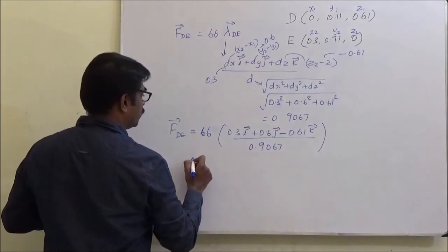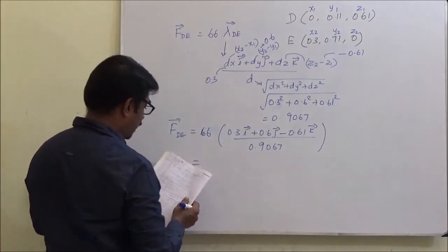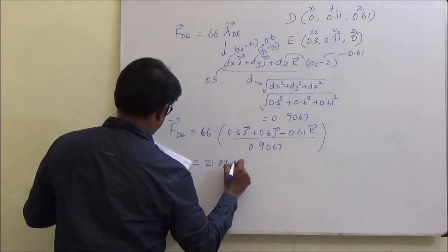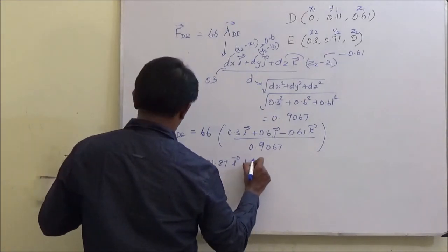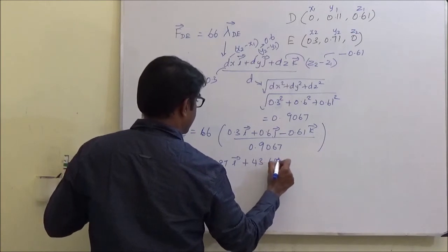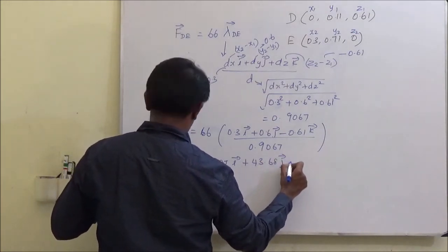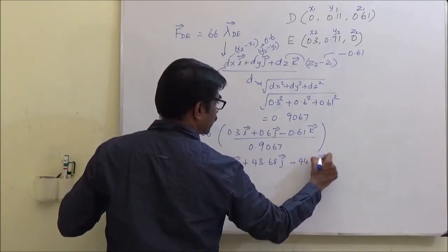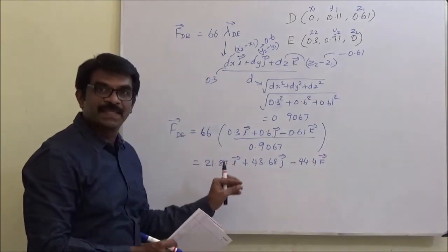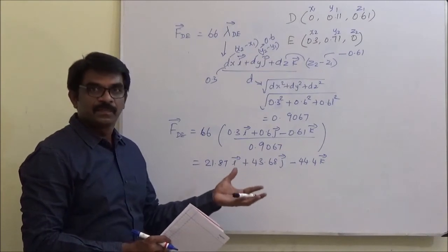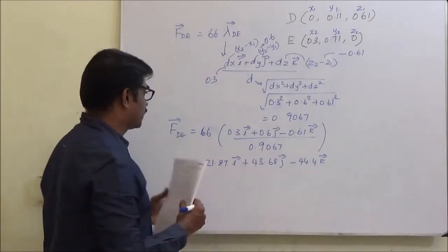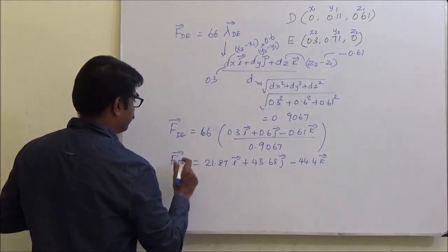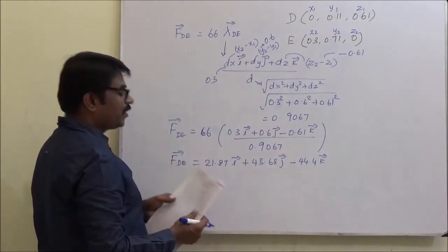So if you multiply, you get 21.87 i vector plus 43.68 j vector minus 44.4 k vector. You find small difference in decimals, it's not a problem, you solve it. Okay, this is the F vector.